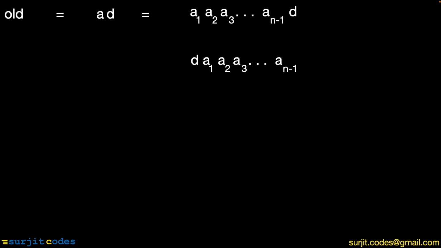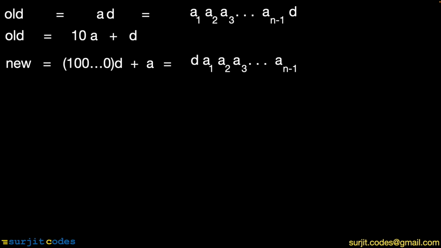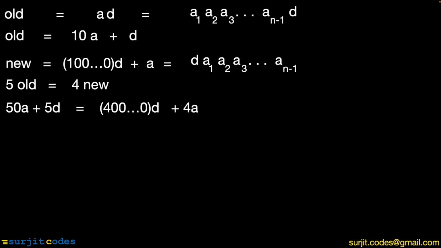I will now start with my solution. We express the old number as AD. A consists of the first n-1 digits of the number excluding the last digit that we have named as D. Therefore, the number is 10a plus d. The new number is 10 to power n-1 times d plus a. According to the given condition of the problem, 5 times the old number equals 4 times the new number, which means that 50a plus 5d equals 4 into 10 to power n-1 times d plus 4 times a.